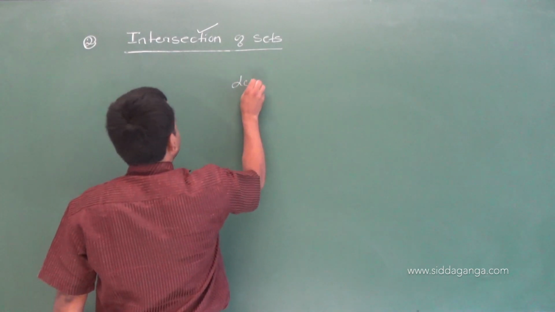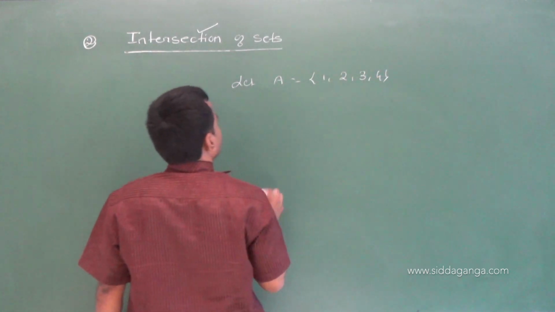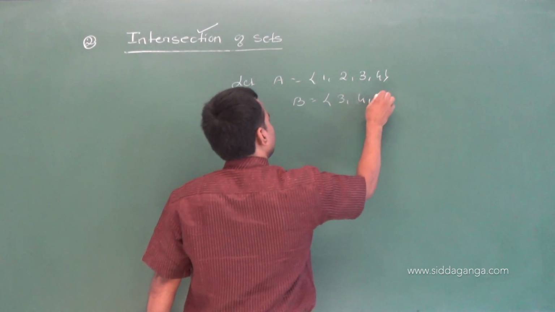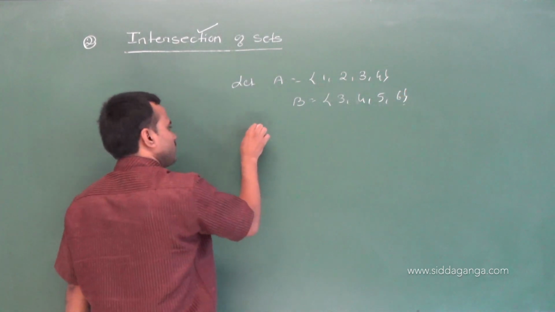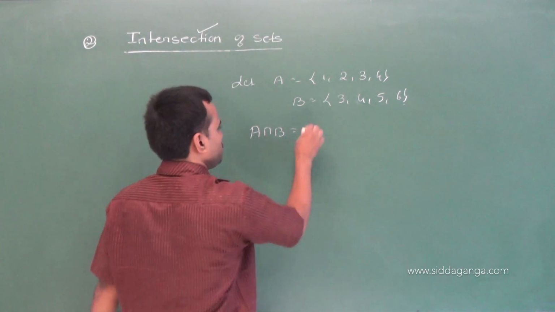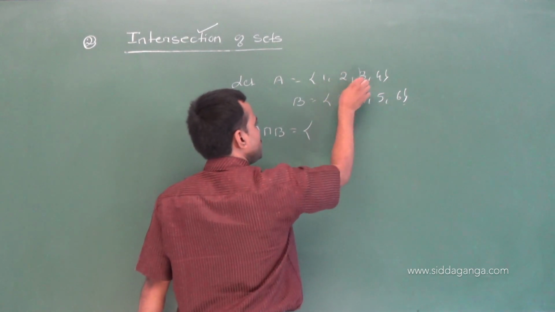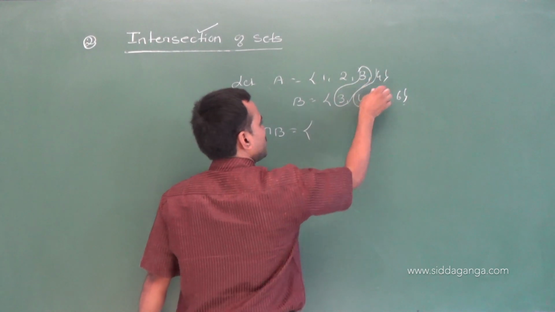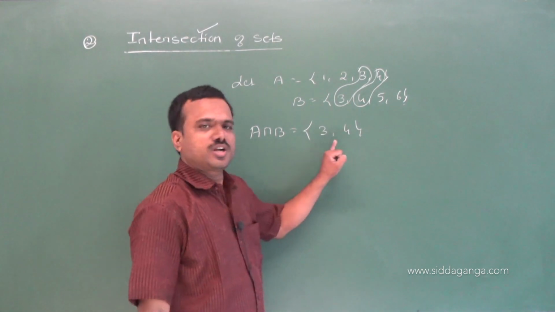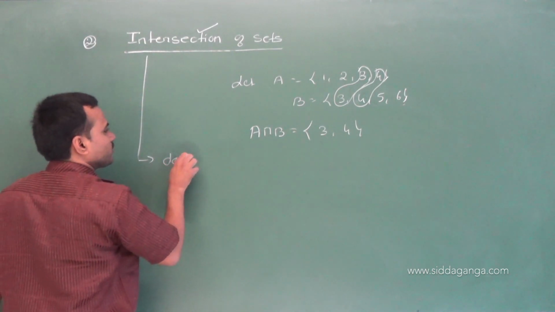Example 2. Let A be equal to {1, 2, 3, 4} and B be equal to {3, 4, 5, 6}. Then A intersection B is what? Common elements. Is 1 present in both A and B? No. Is 2 present in both A and B? No. 3 is present, 4 is also present in both A and B. So A intersection B is {3, 4}. Okay. Next.